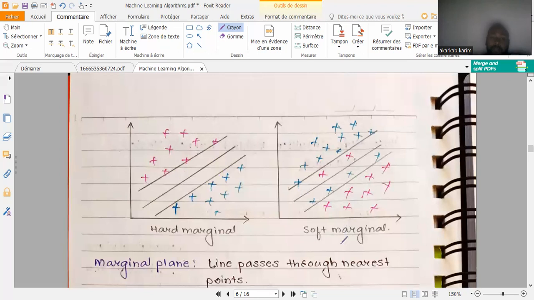But if we see the soft margin, we have some errors. We have the red class here, and we have the blue one. We have this point in the same cluster as this class, but it's nearer to this red one. We also have some other red points that are closer to this cluster of blue ones. That's the soft margin.